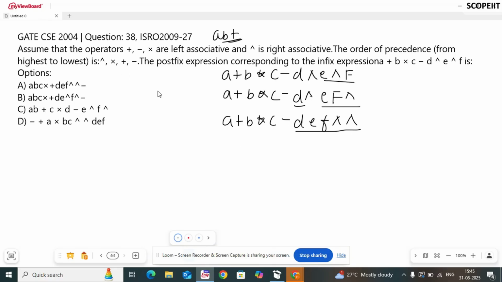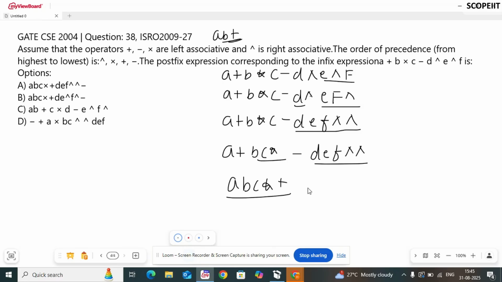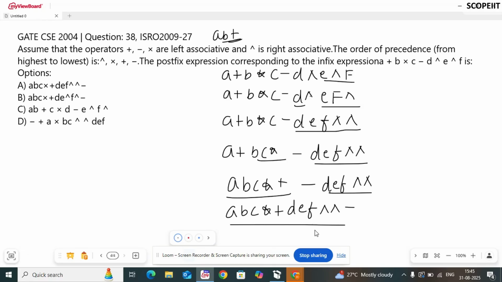Okay, next higher priority is multiplication. So we'll solve this one first now. So it will become A plus BC star. Now this is one term minus DEF caret caret. This is one term. Okay. Next operator, what they said, higher priority plus. So we will solve plus first. So it will become ABC star plus. Now this is one term minus DEF caret caret. This is one term. So the final answer will become ABC star plus DEF caret caret and minus. So this is your final answer for this question.